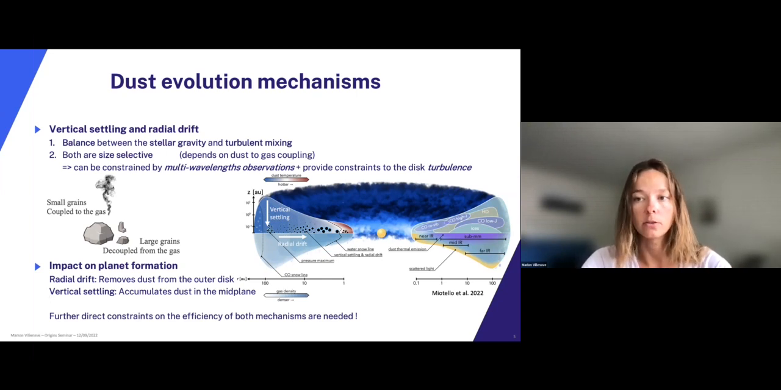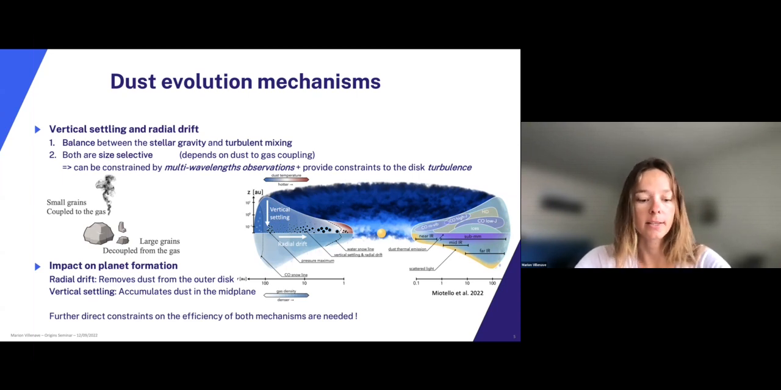and so it allows us to increase the dust density in the midplane, which is favorable for planet formation. The other mechanism that I haven't talked too much about, but is also a balance between stellar gravity and turbulent mixing, would be radial drift. But this mechanism has a negative impact on planet formation because it will remove dust from the outer disk. And so constraints on these two mechanisms are important because they can allow us to better understand how these planets are forming.